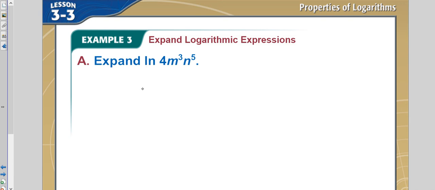log. I know that looks weird here. I use the L like this. The natural log of 4 times m cubed times n to the 5th. It says to expand this. So this has been simplified. So here's how I would do so.